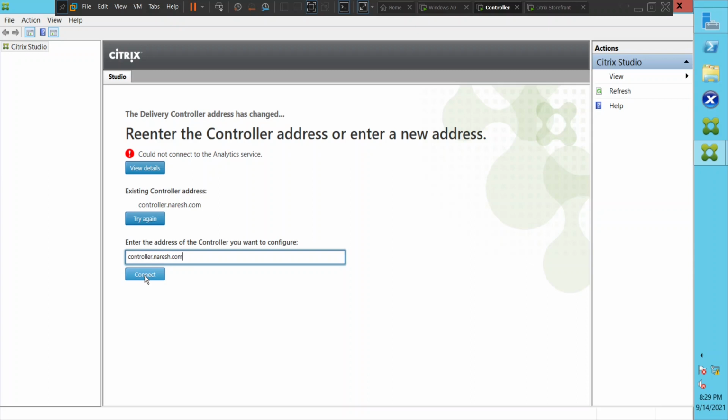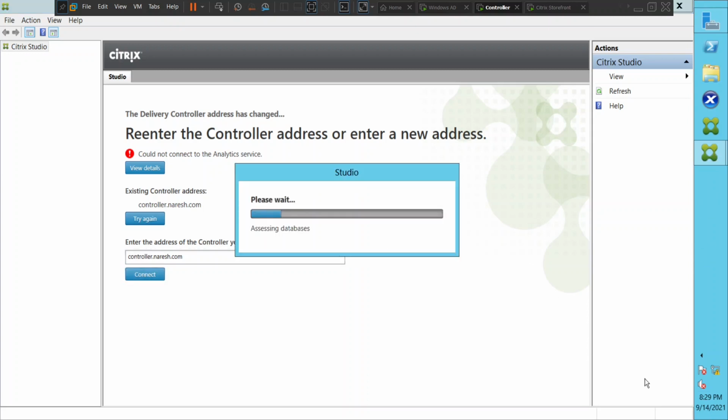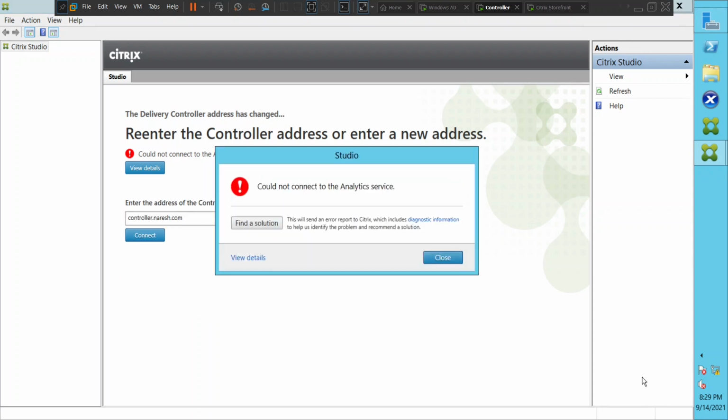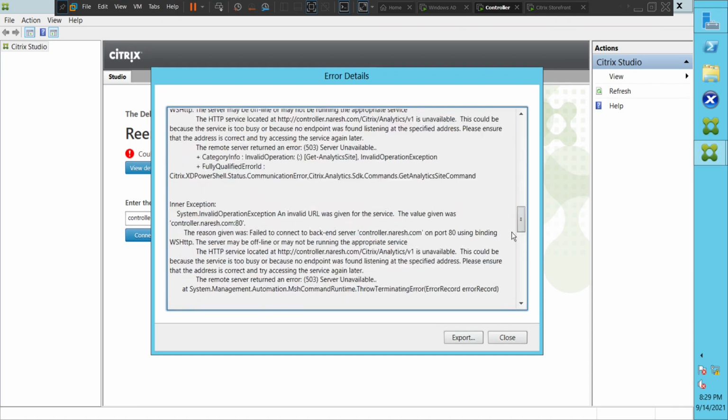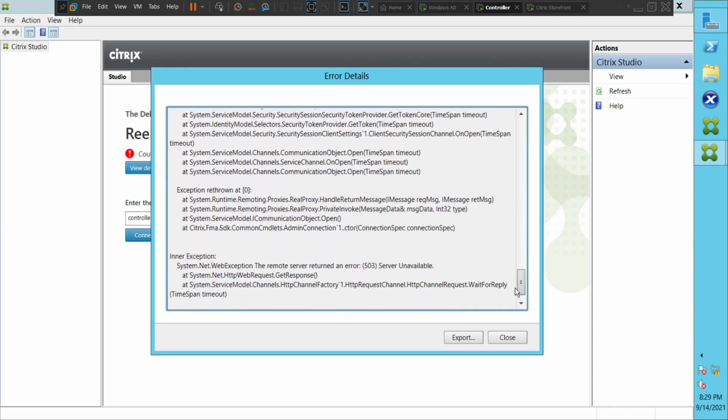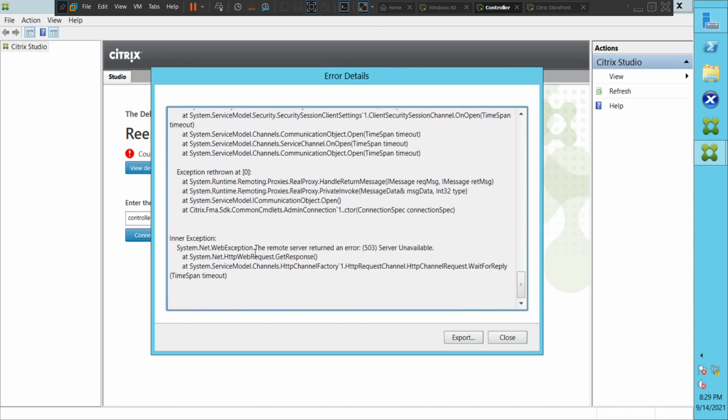So I'm going to type my controller information here and try to connect. Okay, it says could not connect to the analytics service. Okay, it says something like the remote server returned an error 503 server unavailable.